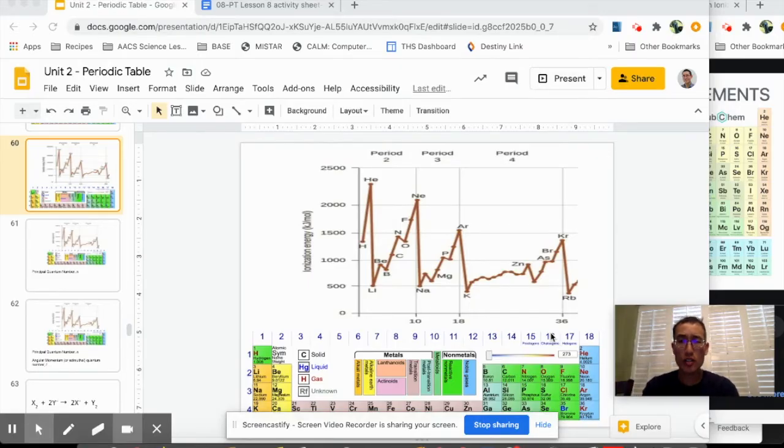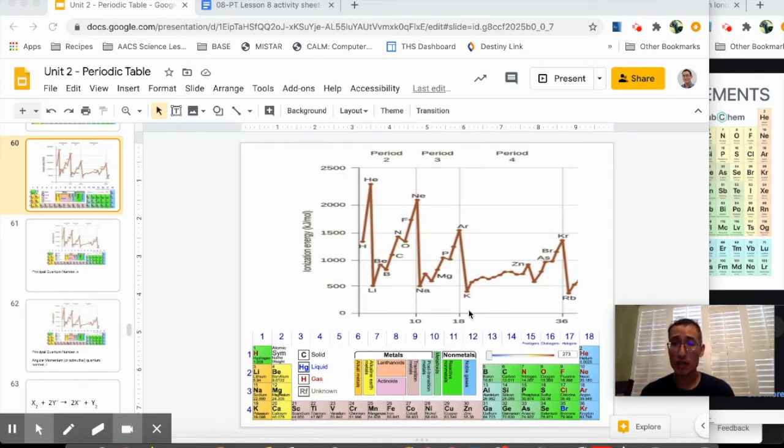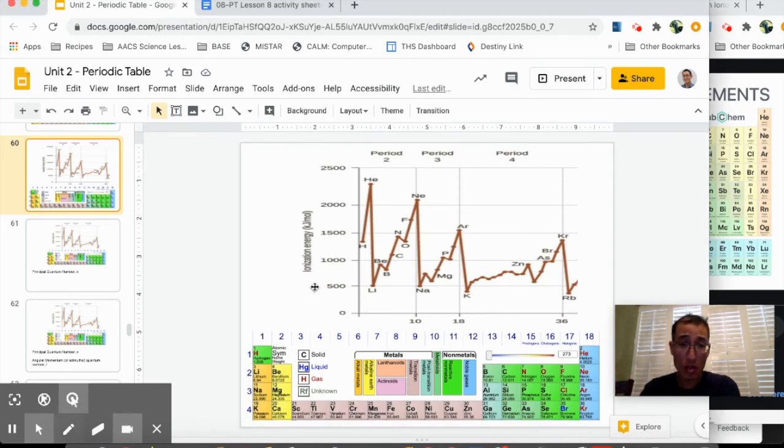What you should have seen, hopefully you did the analysis and looked at different patterns, is the following. The amount of energy it takes to remove that first electron goes up. And there's this big jump from hydrogen to helium. And then it is a big drop. We drop down from here all the way down to here, from helium down to lithium. Then it starts rising again.